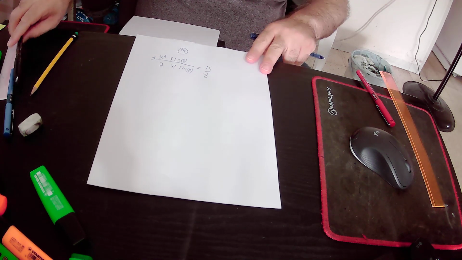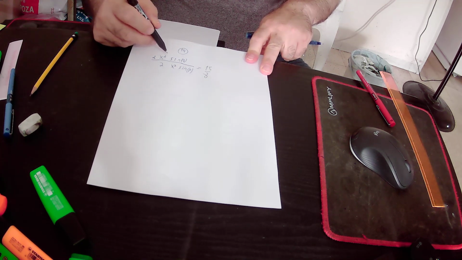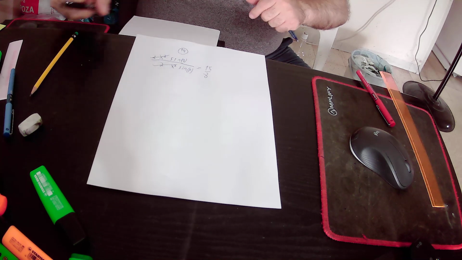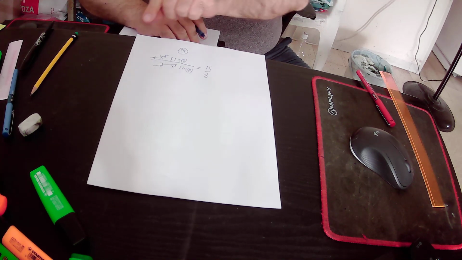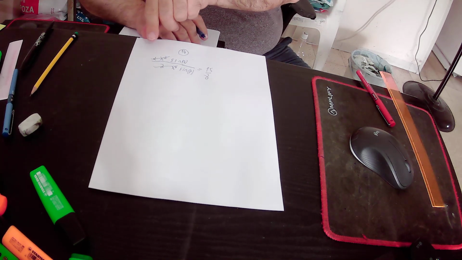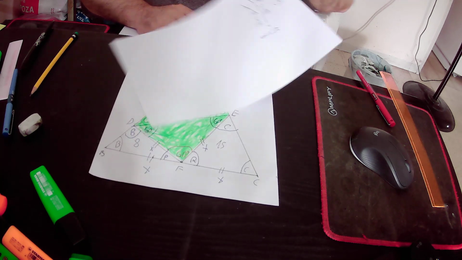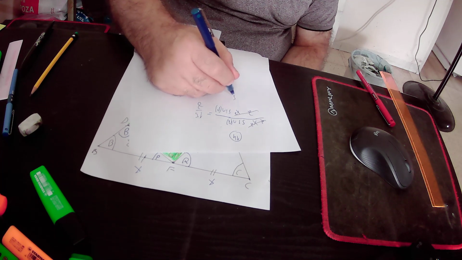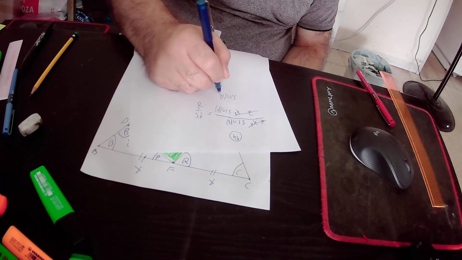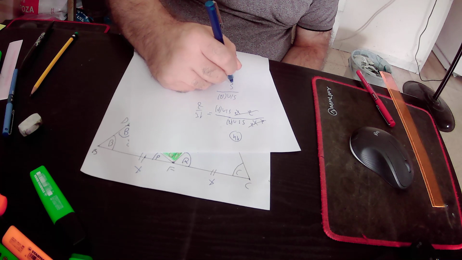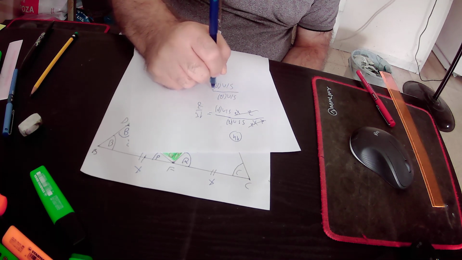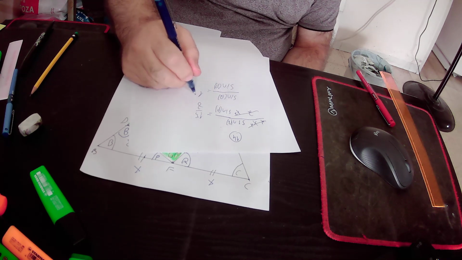Here x squared over 2 divided by x squared over 2 is 1, so it cancels, and we are left only with sine q over sine p equals 15 over 8.